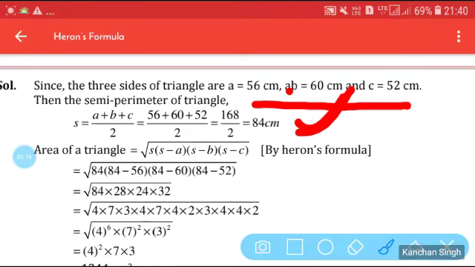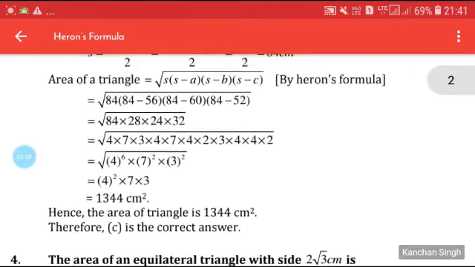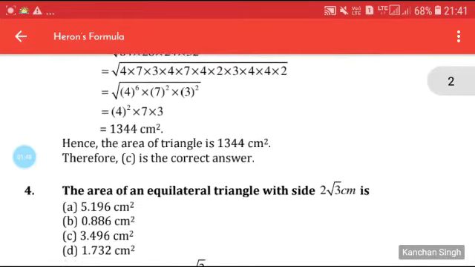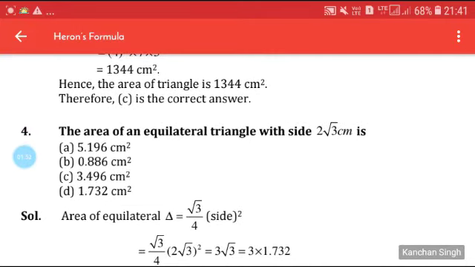Okay, now it's very easy. Then we will use the formula: area of triangle equals root under S into S minus A into S minus B into S minus C. After putting in the values, here our S is 84, so 84 minus 56, 84 minus 60 and 84 minus 52, and after calculation we got the value 1344 centimeter square. Hence the area of the triangle is 1344 centimeter square.